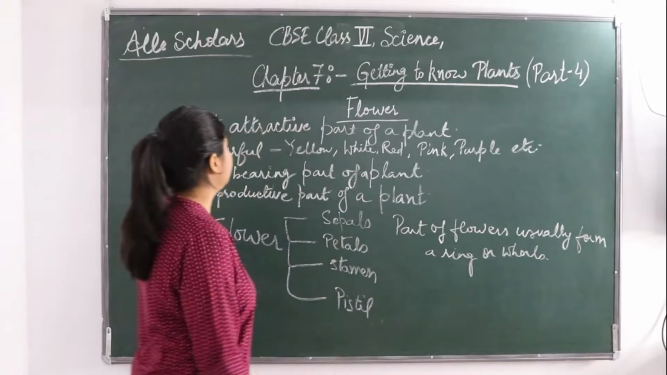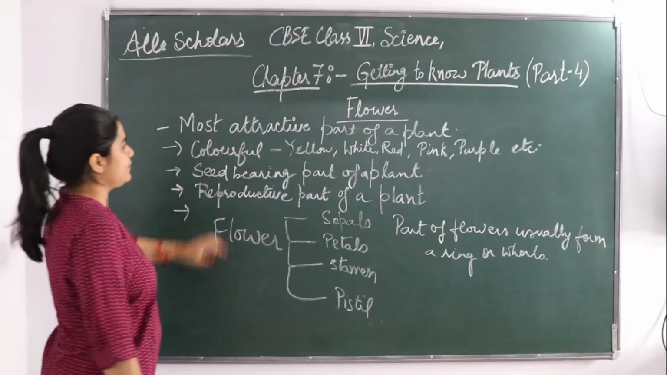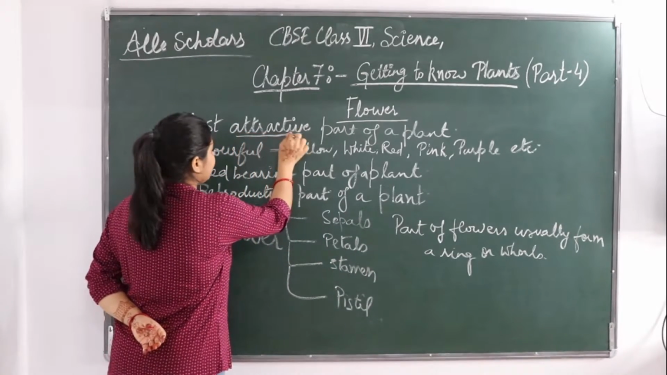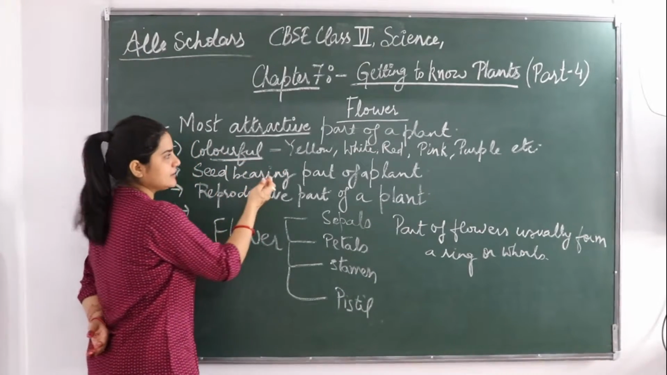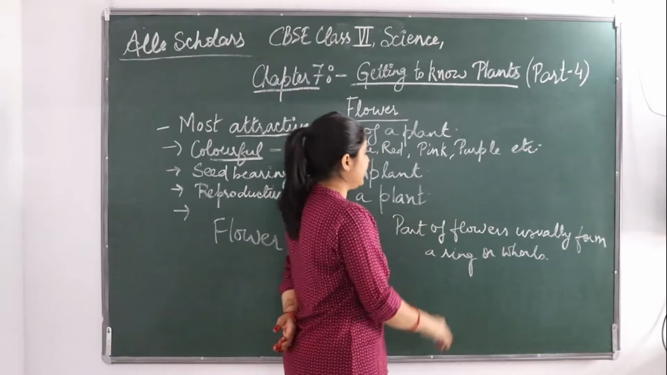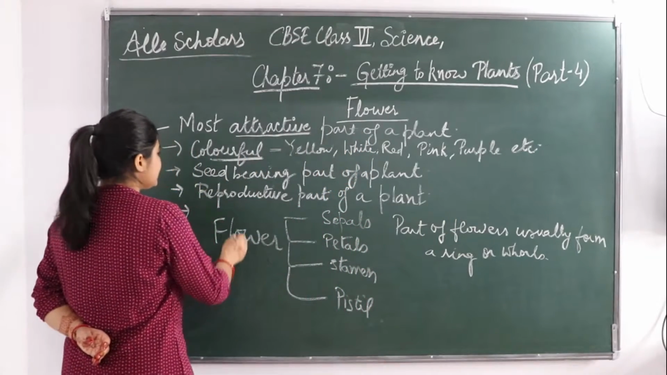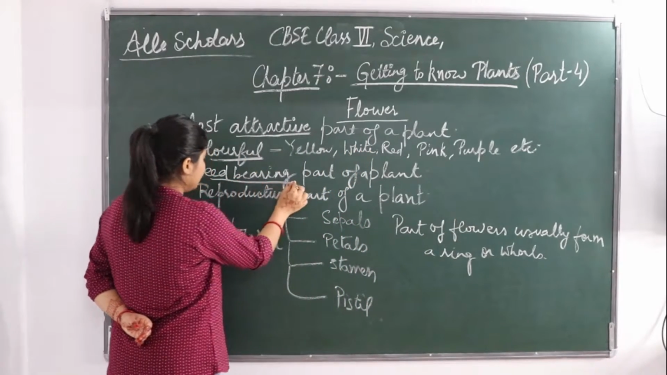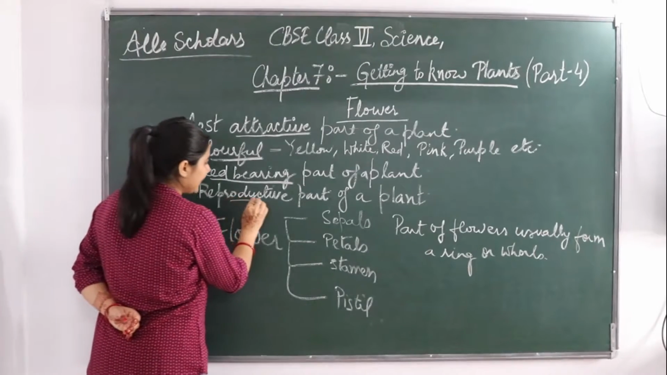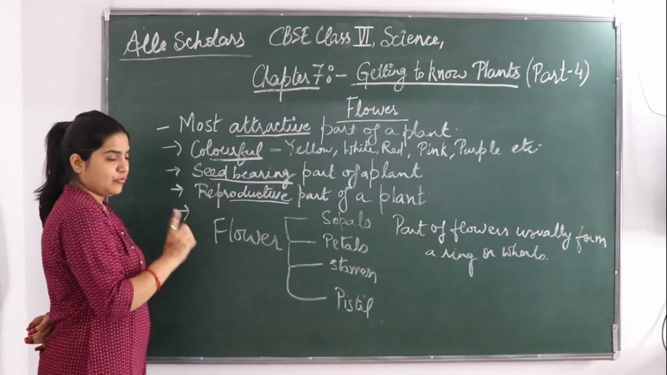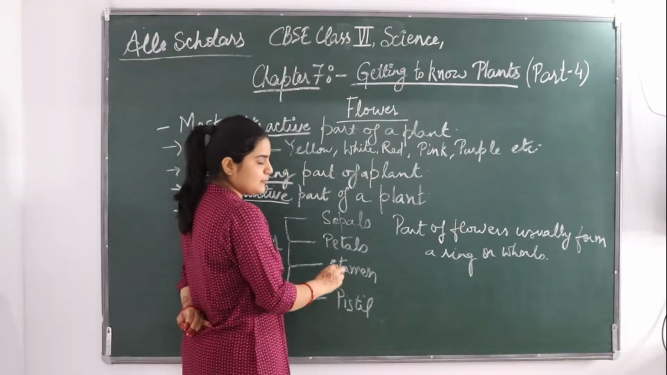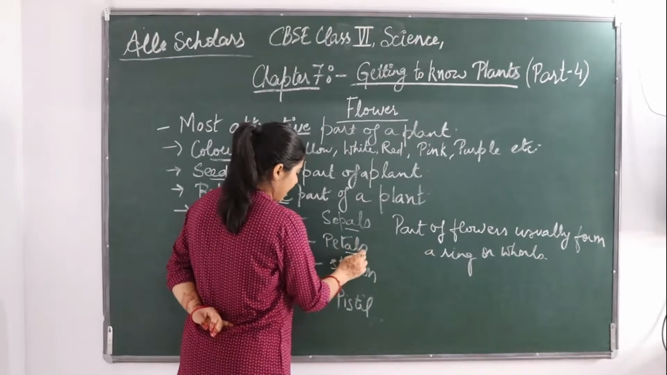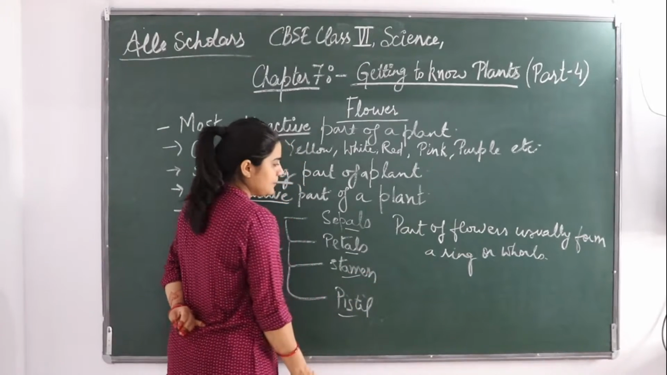Okay, so flower is the most attractive part of a plant. It is colorful, it has got many colors: yellow, white, red, pink, purple, etc. Then it is the seed bearing part of a plant. It is the reproductive part of a plant. It has got 4 parts. We shall be studying about each part in detail: sepals, petals, stamens and pistils.